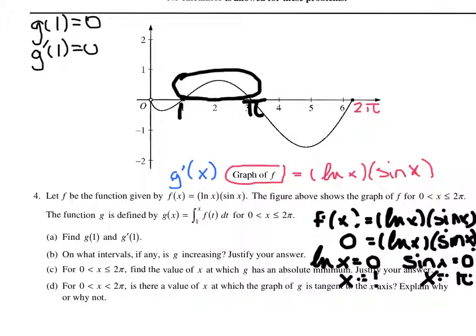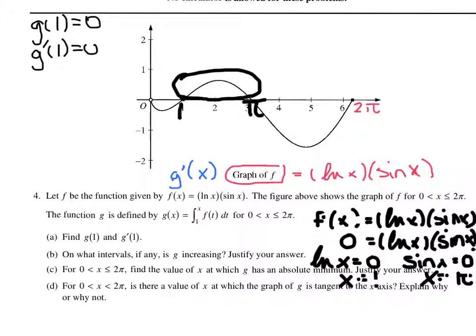Okay, so to answer the question, when is this function increasing? Well, it is increasing between the interval of 1 and pi, since that is when f of x is greater than 0. Okay, now moving on to part B.